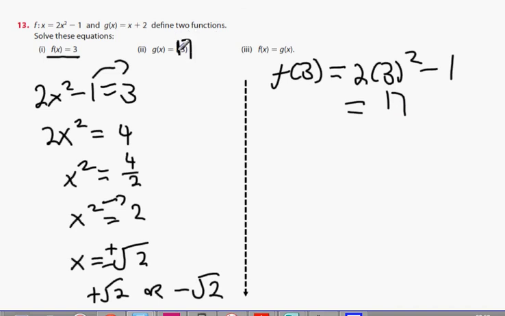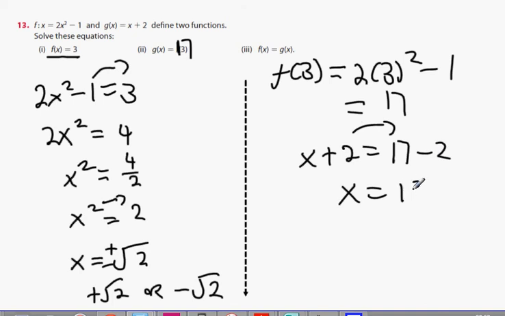What do you write down now? What input gives the output of g of x as 17? This means x plus 2 equals 17. What input caused this to happen? Bring over the 2, and what's x equal to? 15 is the answer. 15 is the input for g that will cause the answer to be 17.